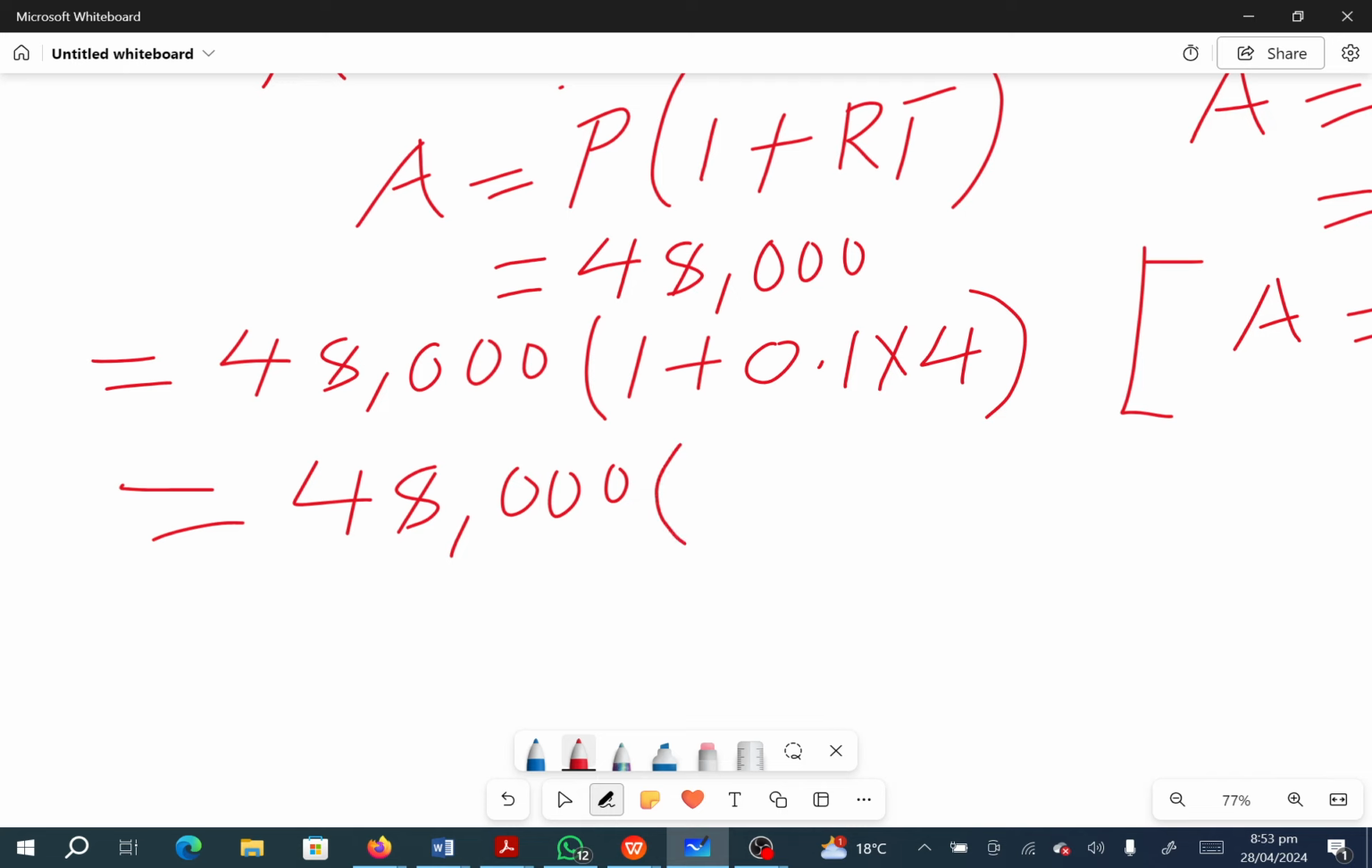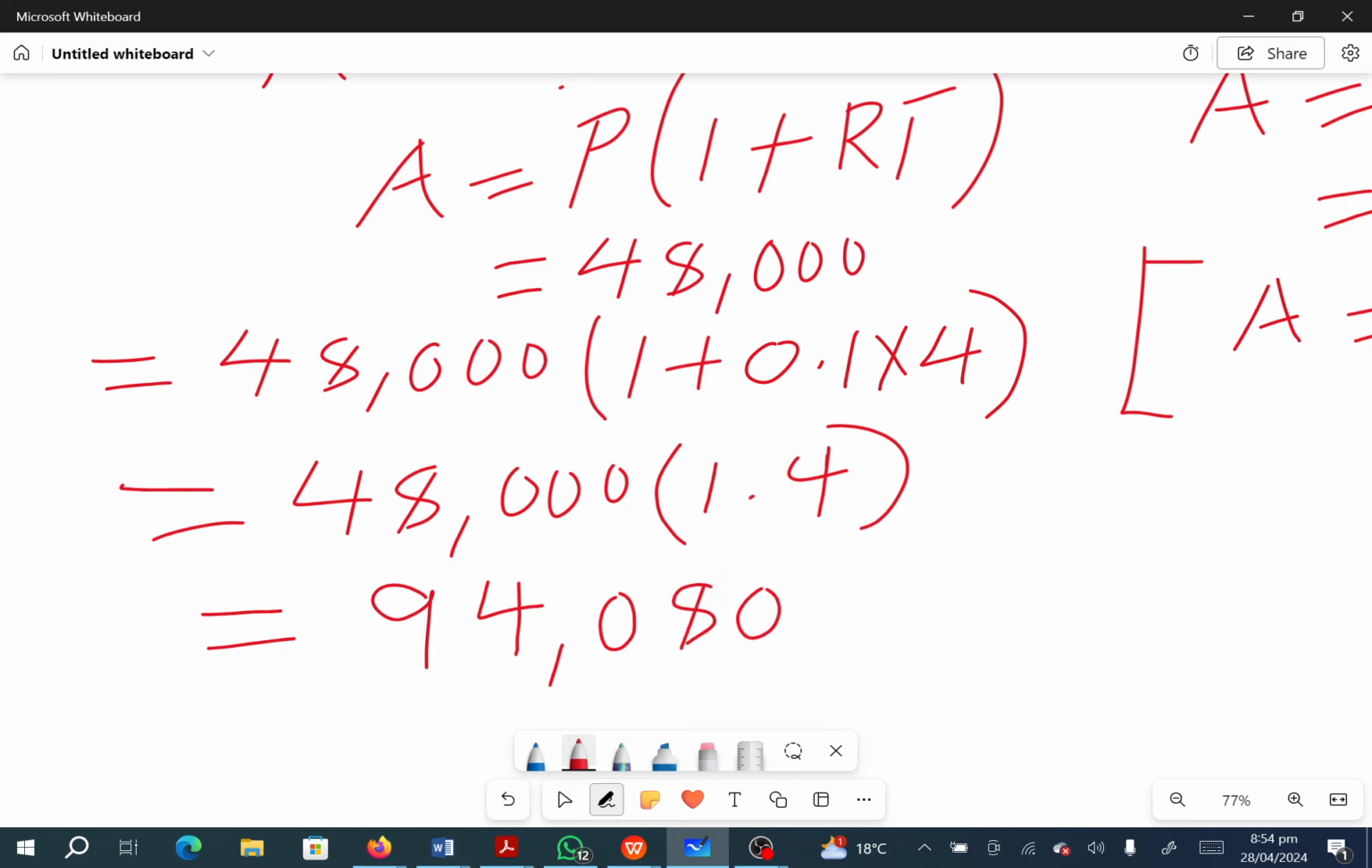So we'll have 1.4. Then say 1.4 multiplied by 48,000. Our answer now becomes $94,080.